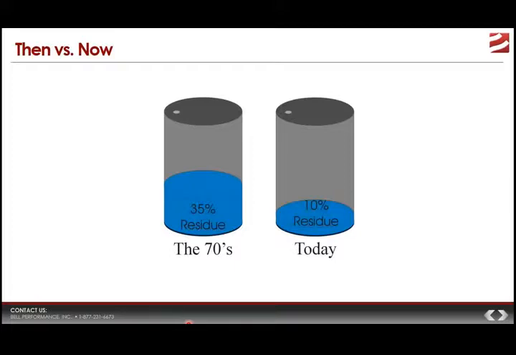Now, fast forward to today, and you can see that there's a stark difference here. Today, because of different processes like cracking processes that they have been able to employ, they're getting a lot more distillate fuels out of it. So today, the ratios are more like 90% distillate and only 10% residual. In fact, it can even be lower than that.